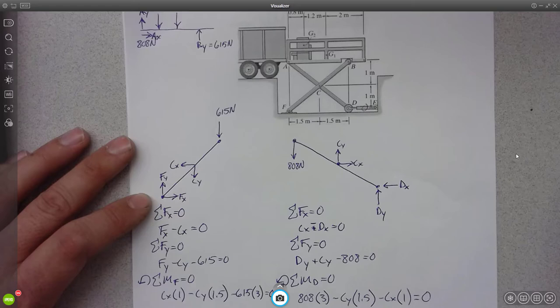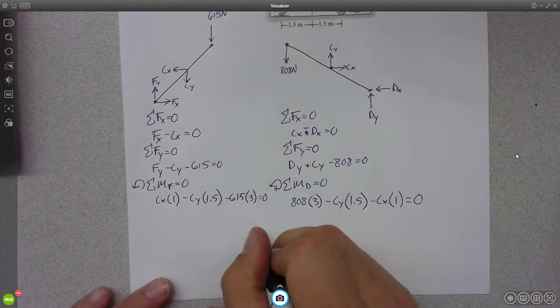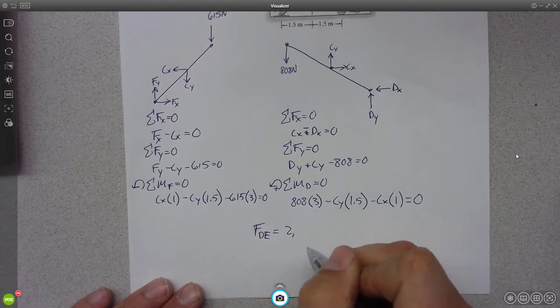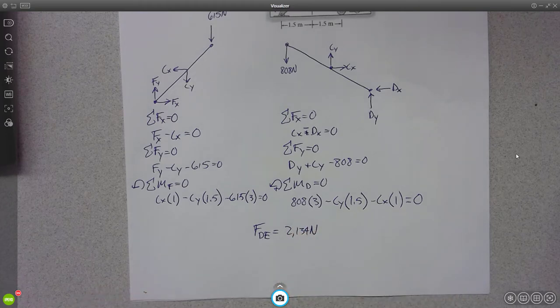And with these six equations, you can go ahead and solve. And I got that the force DE was, I think, 2,134 newtons. Okay. Questions on this one?